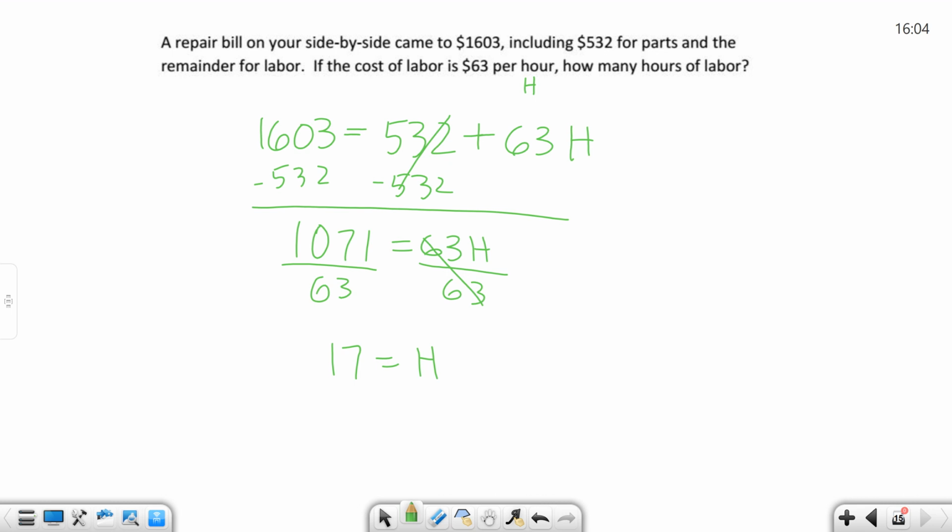But again, H equals 17 is not the answer. The answer is how many hours of labor. So it's 17 hours. Now, if all they did was change my battery out, they're ripping me off, right? But if they had to take the front end off and realign something and put in a new axle, I don't know what you would do to it, but whatever may have to happen to it, maybe it did take 17 hours. So 17 hours is the proper answer there.